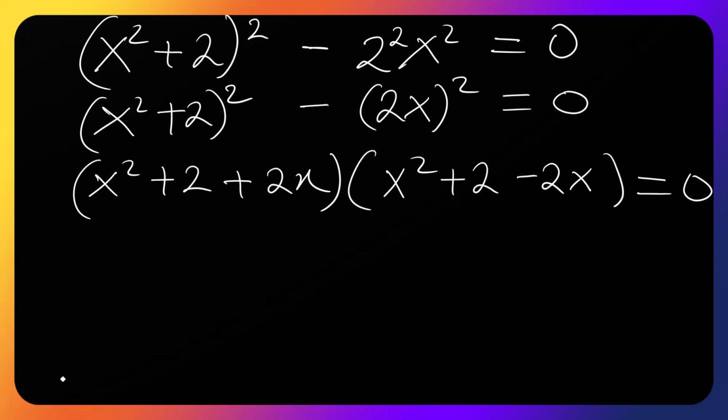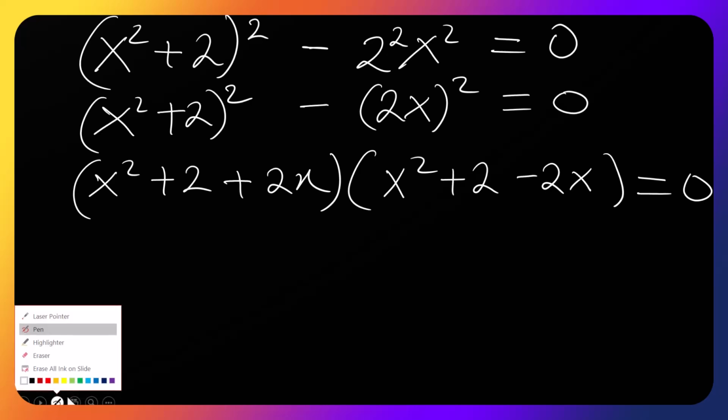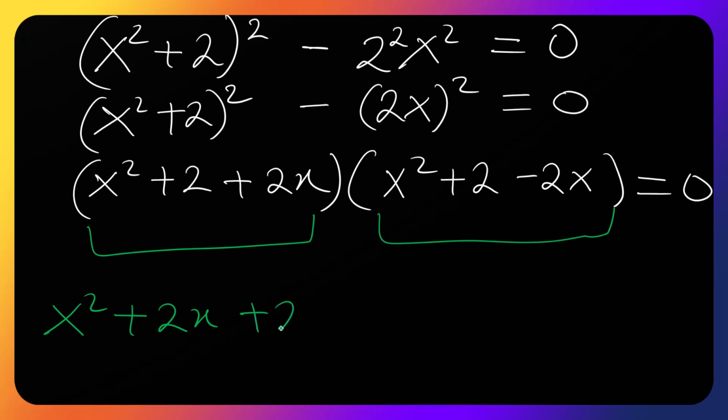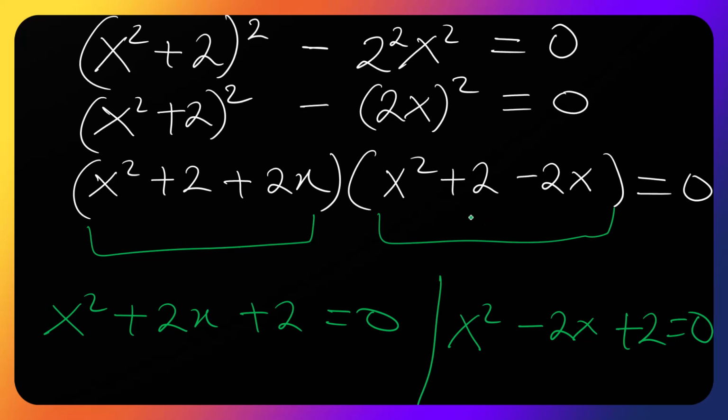All right, so from here this one will give us two solutions and this one also gives us two solutions, which is the same as x squared plus 2x plus 2 equals 0, and x squared minus 2x plus 2 equals 0. So let's start with this one, x squared plus 2x plus 2 equals 0.